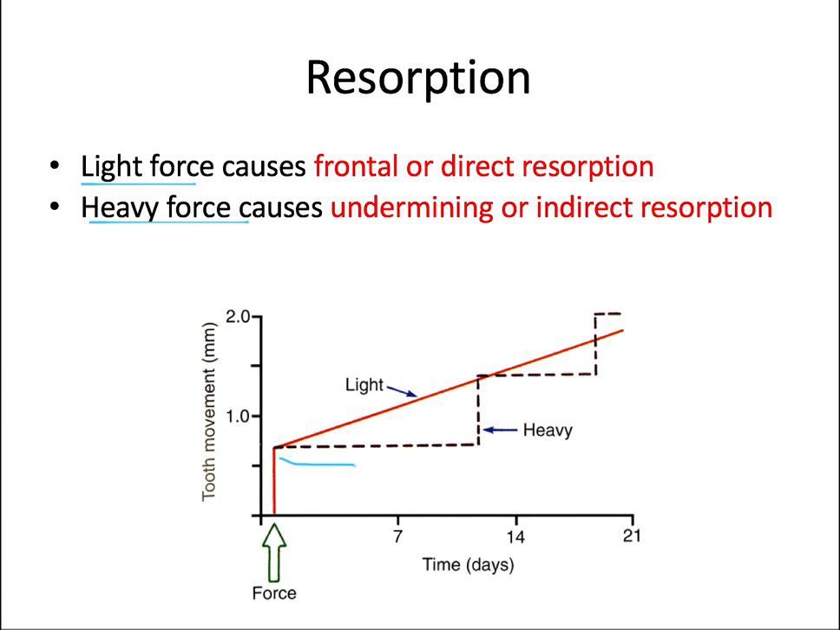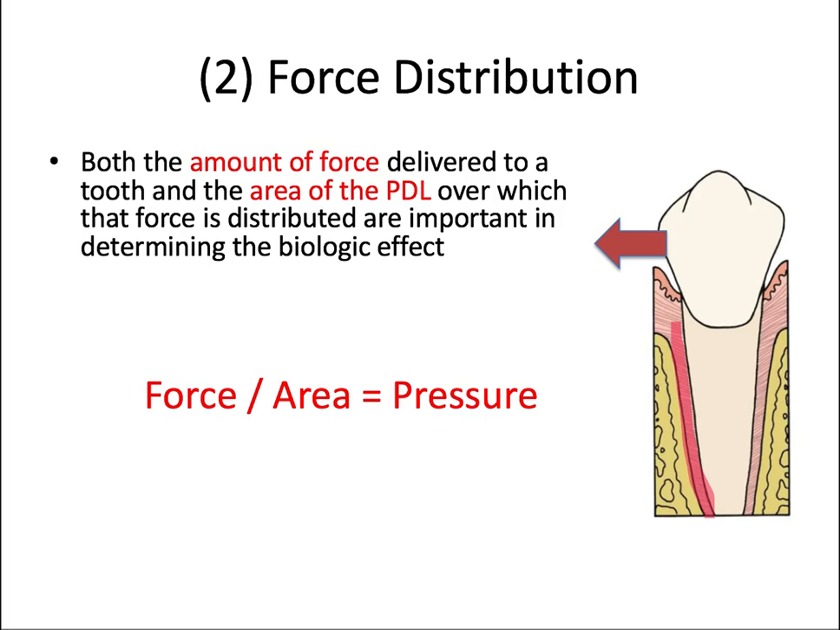And we have this undesirable lag period of about 7 to 14 days until that lamina dura finally collapses, and then the tooth moves a relatively large distance. Now, while the ultimate amount of tooth movement is pretty similar between the two different types of resorption, light is certainly preferable because we get steady movement and the patient doesn't experience as much pain and discomfort. All right, so that's all about force magnitude.